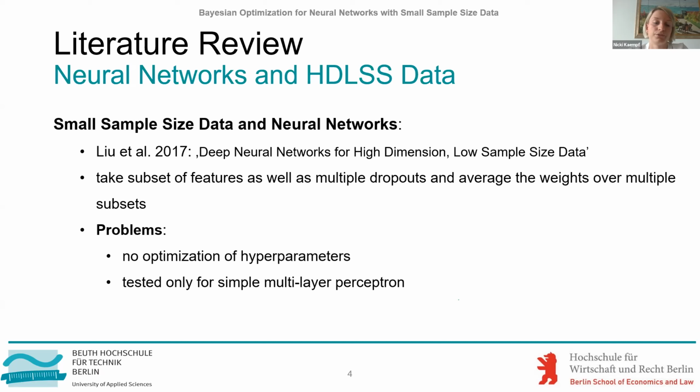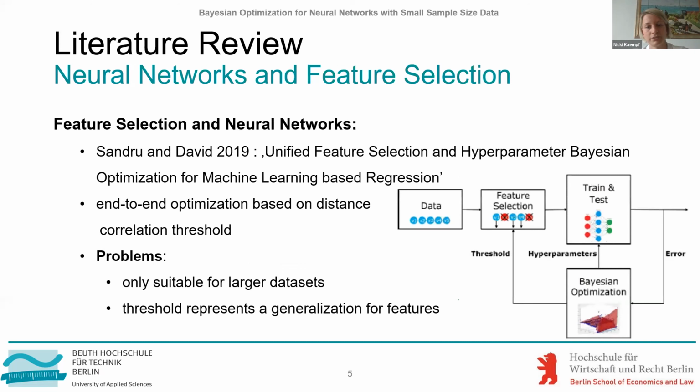In my work, I also want to optimize the hyperparameters simultaneously, and Liu et al. don't take into consideration the optimization of the hyperparameters. Also, this approach has only been tested for a simple multi-layer perceptron and no other neural network architecture. There's also an approach that takes into account the hyperparameter optimization. This is work done by Sandro and David in 2019. The paper is called Unified Feature Selection and Hyperparameter Bayesian Optimization for Machine Learning-Based Regression.